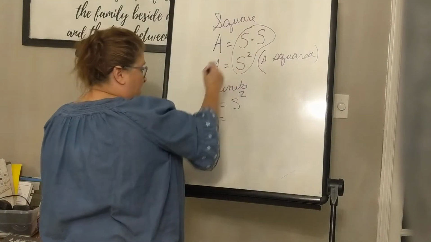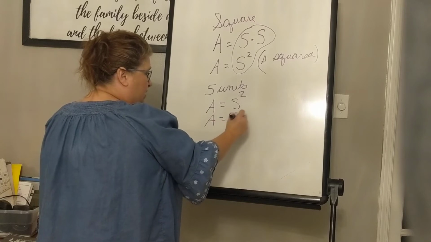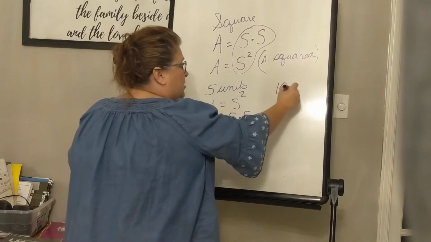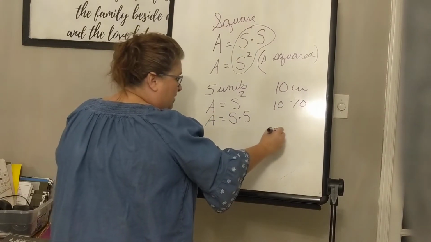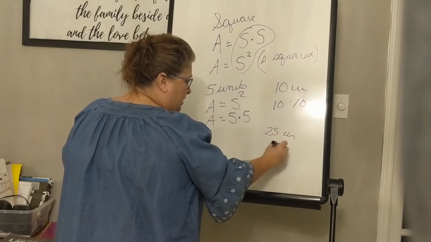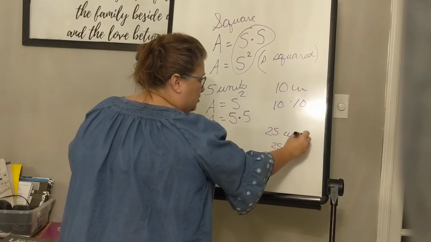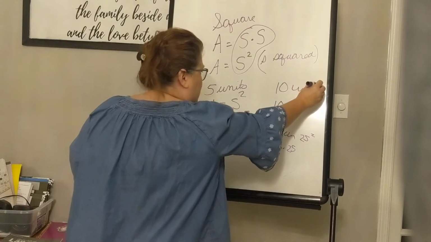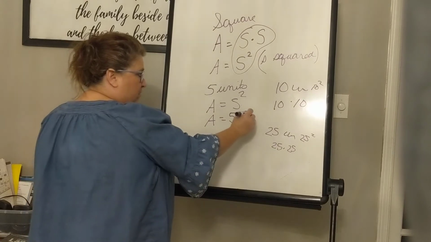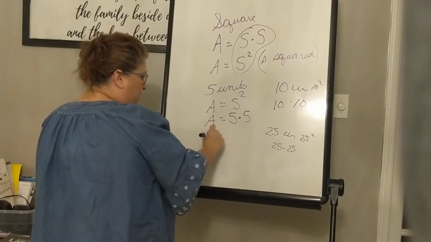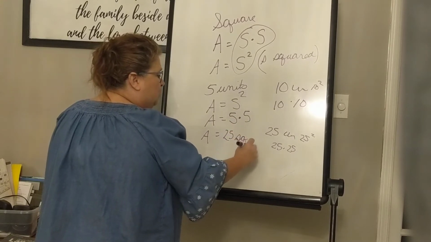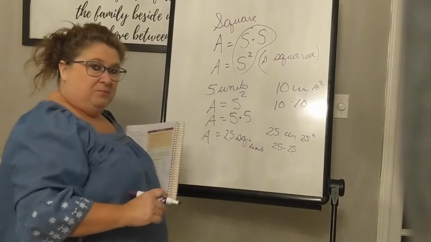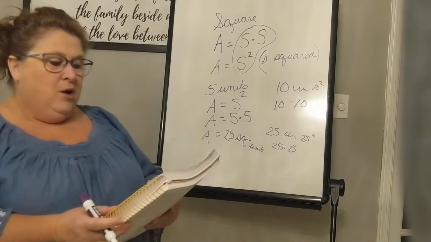Side times side. If the side is 5, then it would be 5 times 5. If the side was 10 units, then it would be 10 times 10. If the side was 25 units, then it would be 25 times 25. That would be the same as 25 squared, 10 squared, 5 squared. 5 times 5 is the same as 5 squared. So the area equals 25 square units, remember you must have that on areas. Okay, so that is how we find the area of a square. We take the side and we square it, okay?